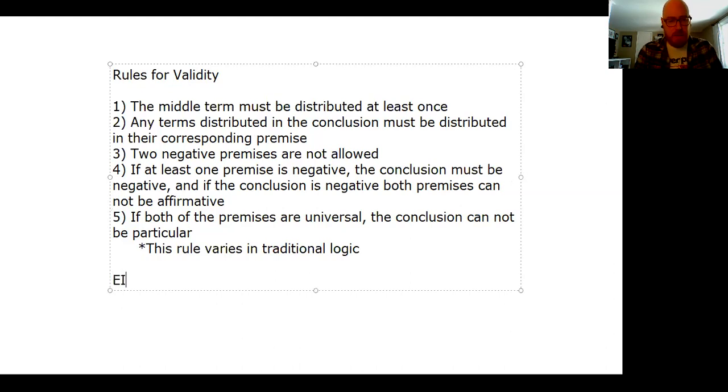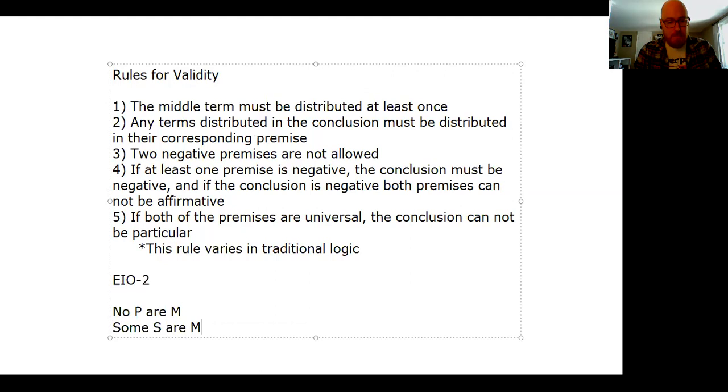All right, let's do an EIO2. So once again, the major premise is an E statement. It's in figure 2, so that means that the middle term is going to be the predicate of both premises. So no P are M, all right? The minor premise is an I statement in figure 2, some S are M, and the conclusion is an O statement. Therefore, some S are not P.